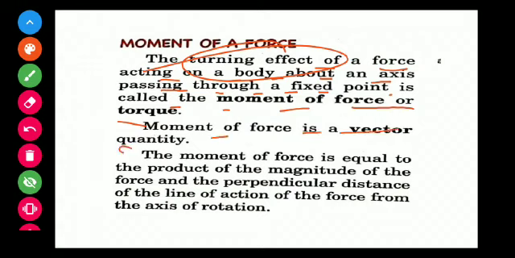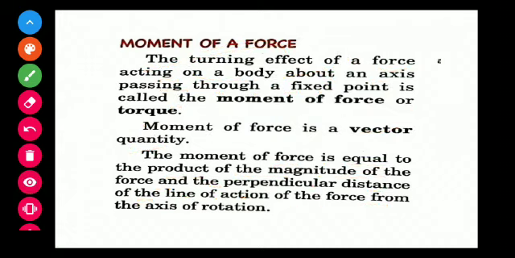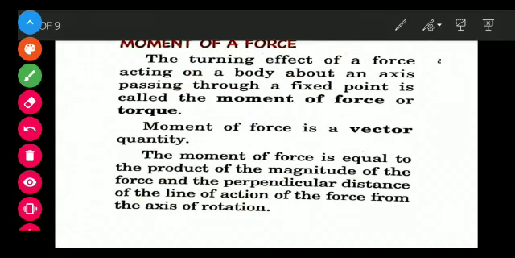Moment of force is a vector quantity. It has magnitude and direction. Direction is perpendicular to force and distance. Moment of force is equal to the product of the magnitude of force and the perpendicular distance of the line of action of the force from the axis of rotation. So what is your perpendicular distance? If this is your axis of rotation and this is your applied force, then this is the line of action. Now draw a perpendicular on the line of action. This is your perpendicular distance.